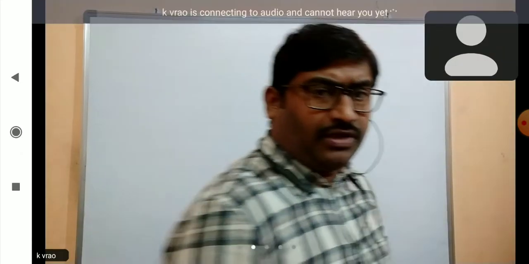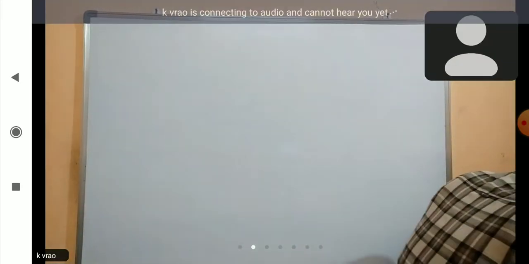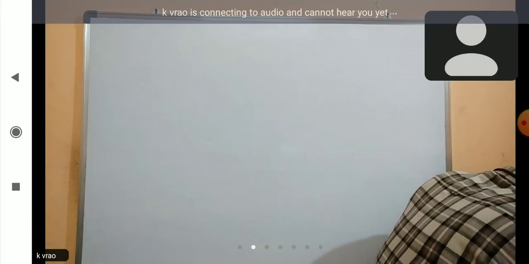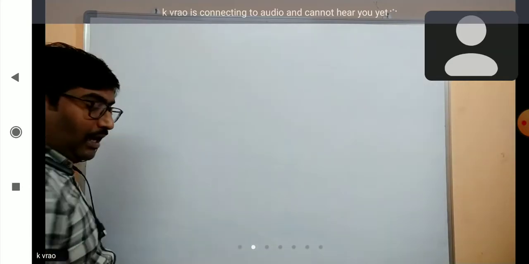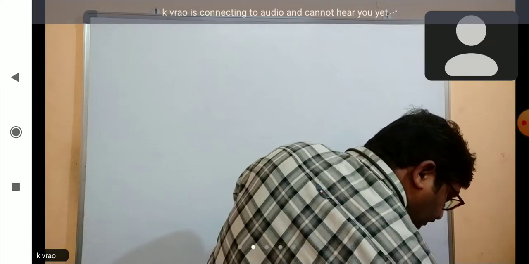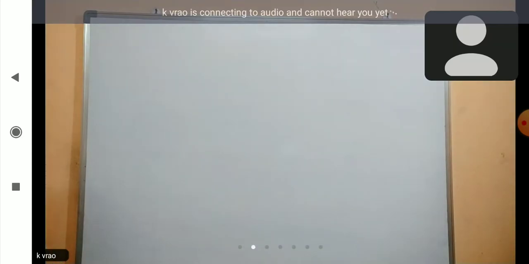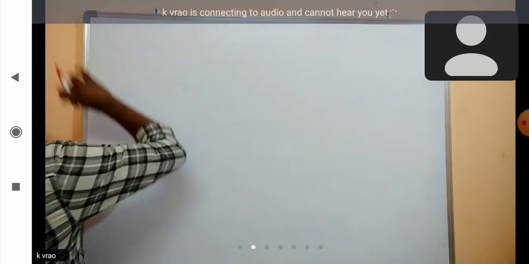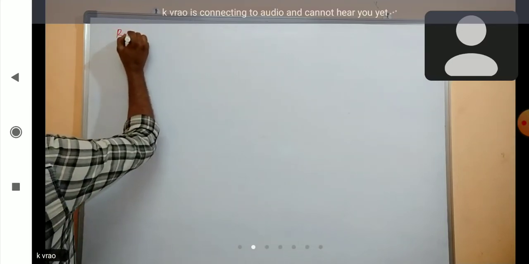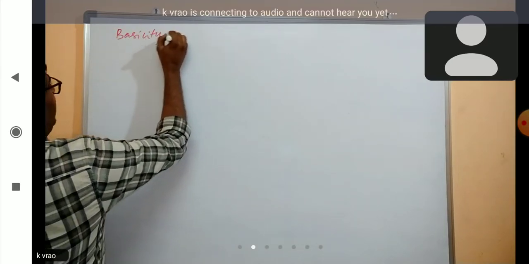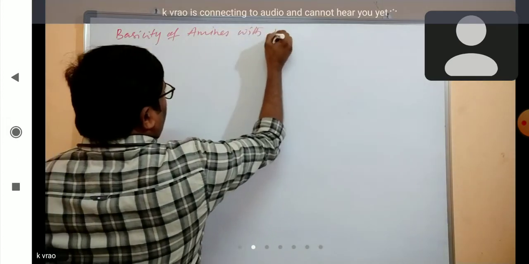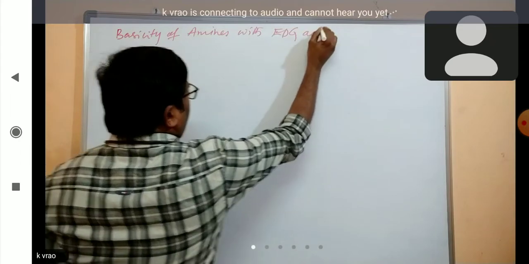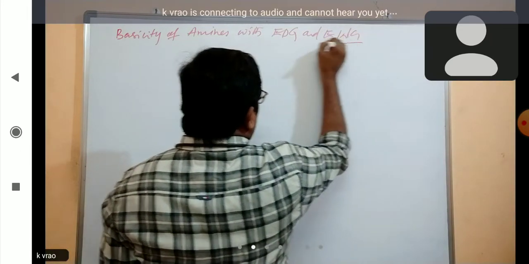Okay, almost time is up. We have almost 10 minutes left. The next one, one more concept is there, right? Basicity of amines with electron withdrawing groups and electron donating groups present on the benzene.